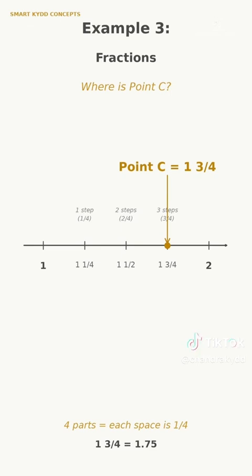Where is point C? We are past 1, so our whole number is 1. Now count the extra fractional spaces. 1 step is 1/4. 2 steps is 2/4. 3 steps is 3/4. Point C is located at 1 3/4, or 1.75 in decimal form. You just broke down a fraction problem without stress.